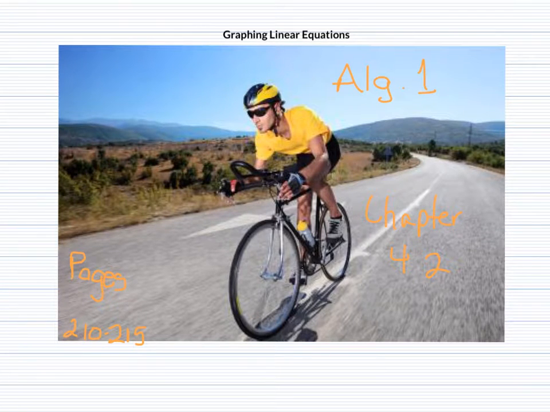This is Algebra 1, Chapter 4.2, on pages 210 to 215. Many relationships in real life are linear. There can be a direct correlation between one thing and the second thing. If you look at the bike rider here, the time that he practices his bicycle is going to be in a linear relationship to the number of calories that he burns.